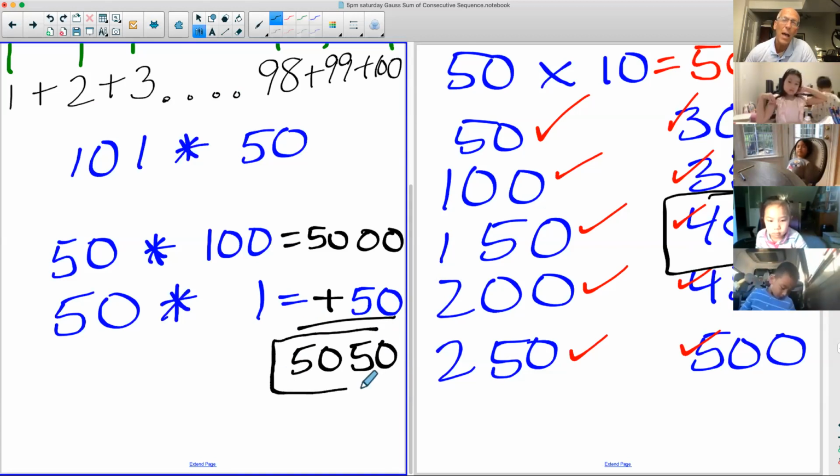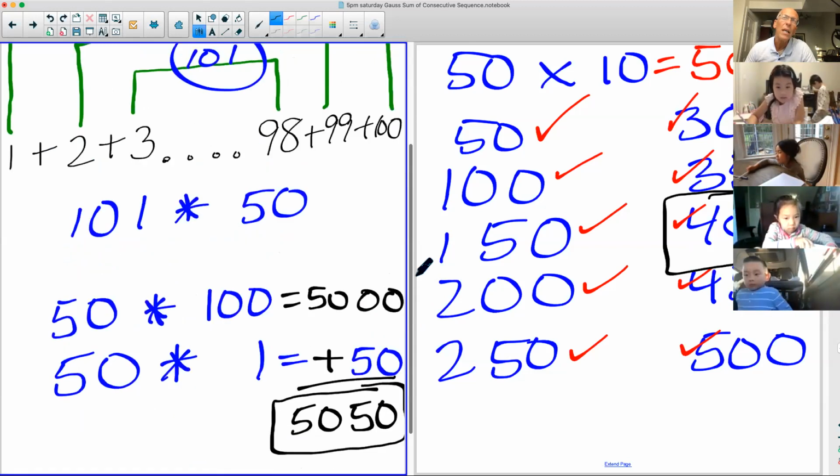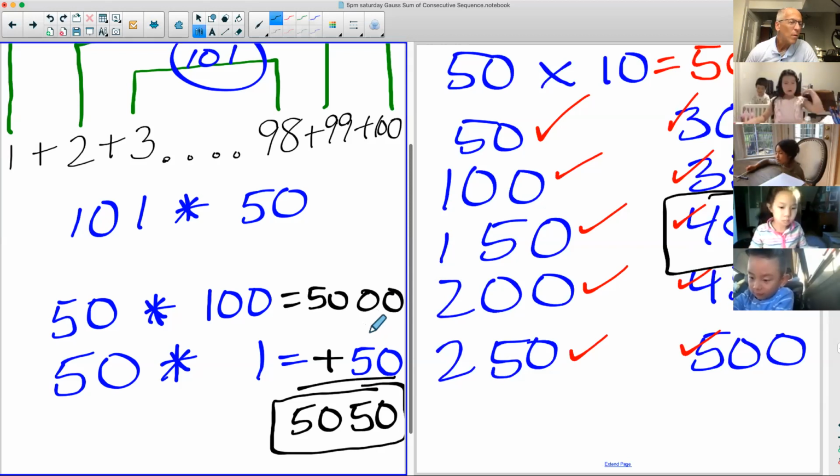And guess what, guys? Everybody write it down and circle it. On that day, when Gauss was 7 years old, he changed the mathematics world forever. And he became a famous mathematician, one of the greatest mathematicians of all time. And do you think he got in trouble anymore? No way. He showed the world how to add consecutive numbers.